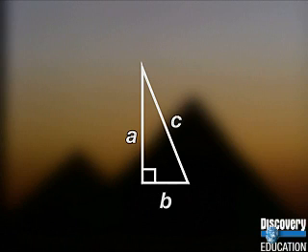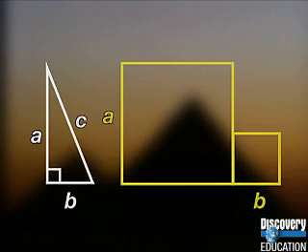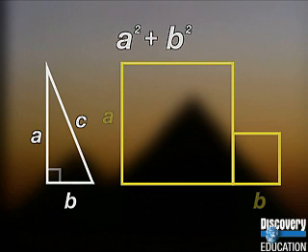So how do we know this theorem works? Here's an informal proof. Look at this right triangle with sides of lengths A, B, and C. Now, see these two squares? They have sides of lengths A and B. Together, the two squares' area equals a squared plus b squared.